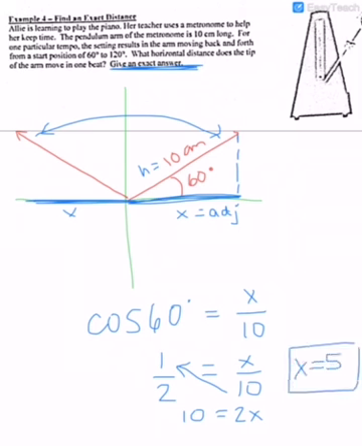So that means that this adjacent portion is 5 centimeters. But I don't just want that, I want the whole horizontal distance. I need this whole thing. So I actually have to go 5 plus another 5. So the total would be 10 centimeters that the metronome travels horizontally.